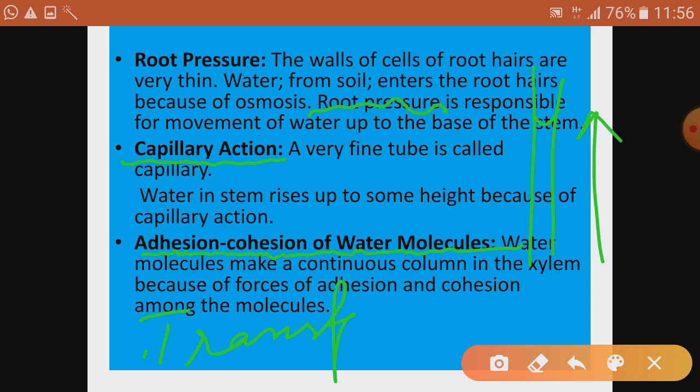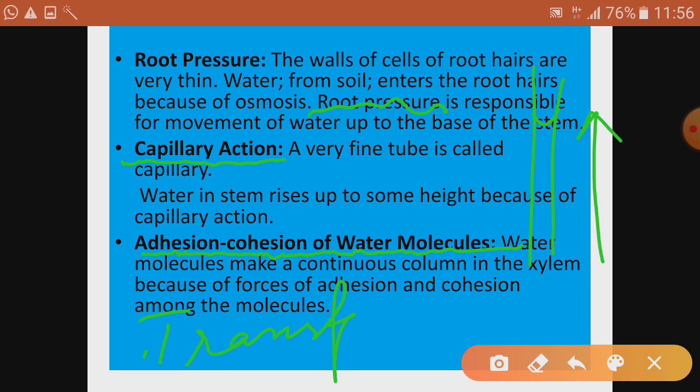First factor is root pressure. Root exerts some of the pressure. Second is capillary action. Okay, the xylem is considered to be very thin and water moves by capillary action in upward direction. Then very important is adhesion and cohesion of water molecules.